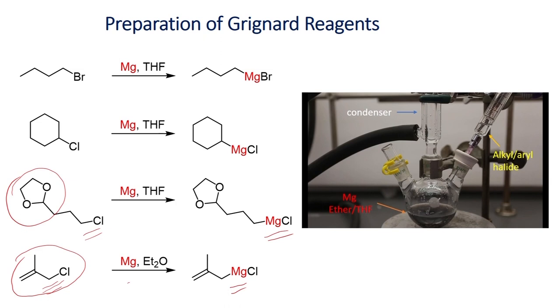And if you see the reactivity order of the halides, alkyl iodide shows greater reactivity compared to alkyl bromide, which shows greater reactivity compared to the corresponding chloride. This is the reactivity order of the halides in the formation of the Grignard reagents. So, here shown the experiment where you can see the preparation of the Grignard reagent.